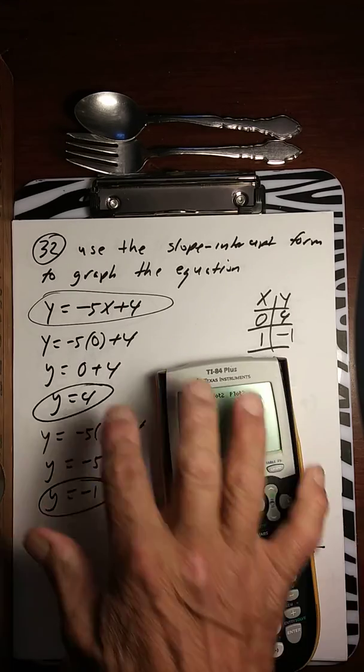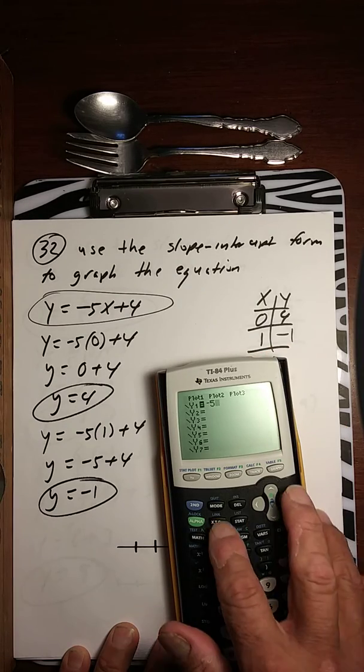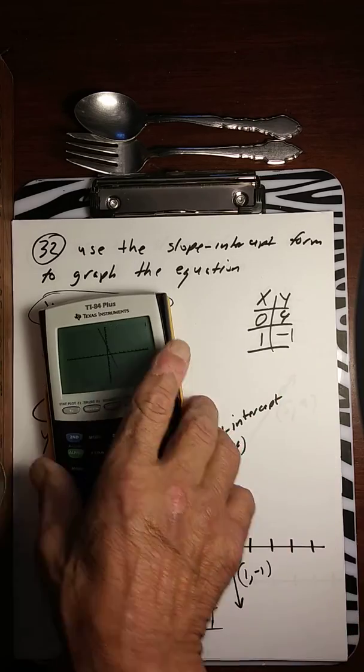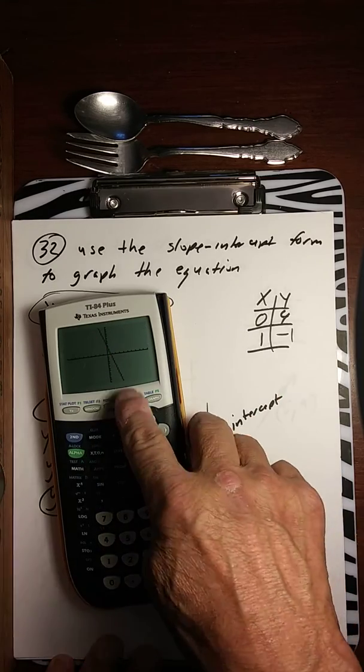Sure, why not? So we have negative 5x plus 4. There it is. Use a trace if you want.